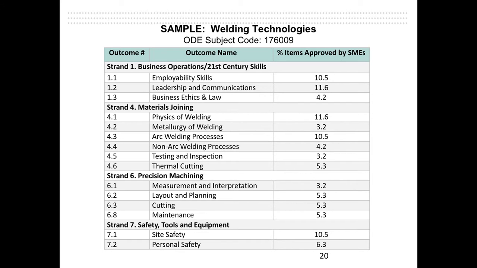This is an example for the test we wrote for welding technologies last year of the structure of the item bank. The percentage of items approved by subject matter experts for strand 1, business operations and 21st century skills, then strand 4, 5, and 7 are shown that way. So that kind of gives you the big picture of the item bank, and we try to follow that in creating the test forms.